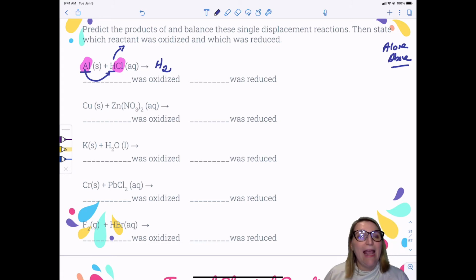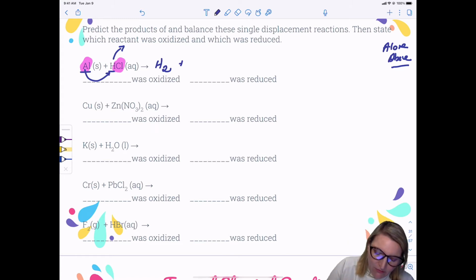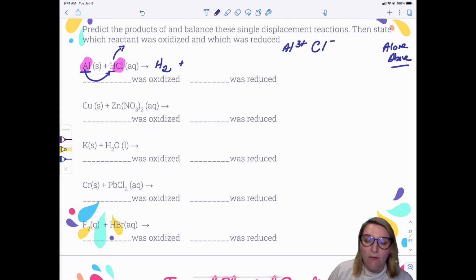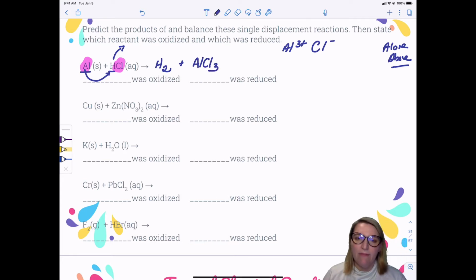You can't just say AlCl. You have to remember that aluminum will form a 3+ ion and chlorine is a 1- ion. So the products will be AlCl3. So those are the products. Then you balance. So you have to predict the products first and then balance. And don't try to do both at the same time because you will get it wrong.